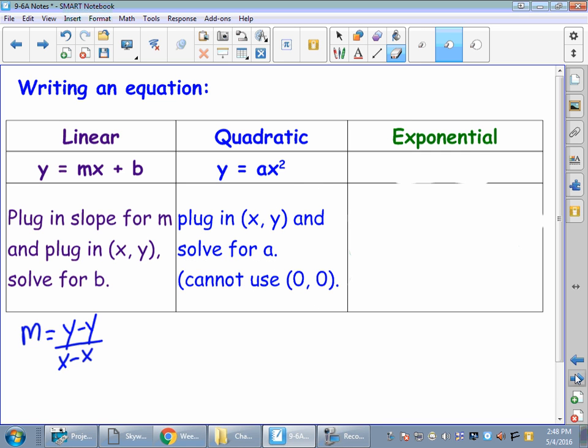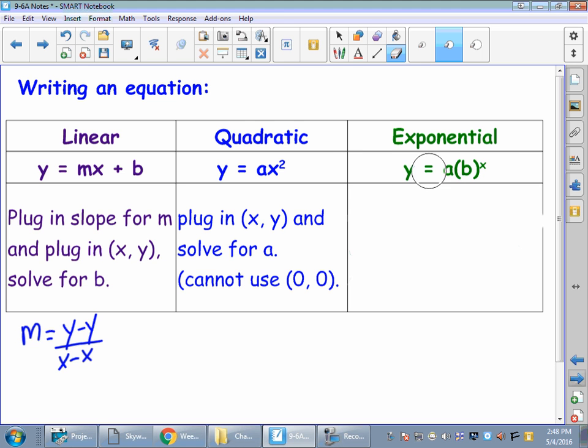So you'll plug in x, you'll plug in y, and then you're going to solve for a. So you have access to all those ordered pairs. Solve for a, but you cannot use (0, 0). You can't use (0, 0) because when you square 0, you get 0. Everything would turn into 0. So that's one ordered pair that you're not allowed to use for x and y.